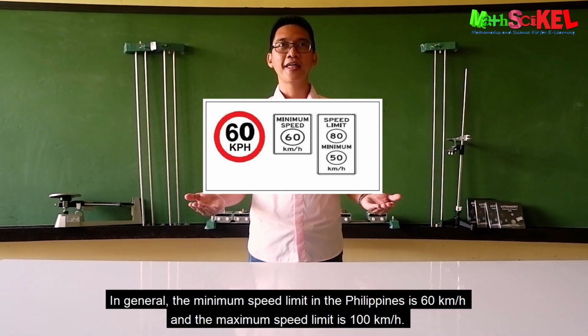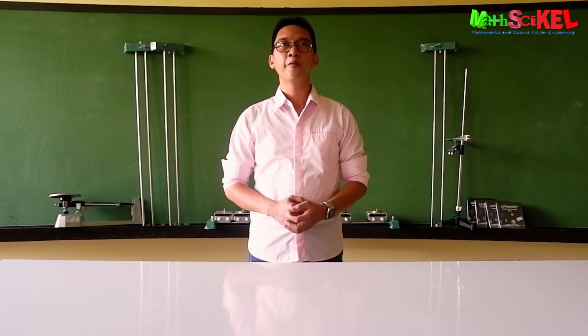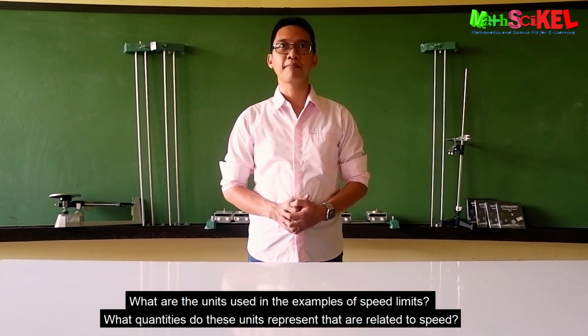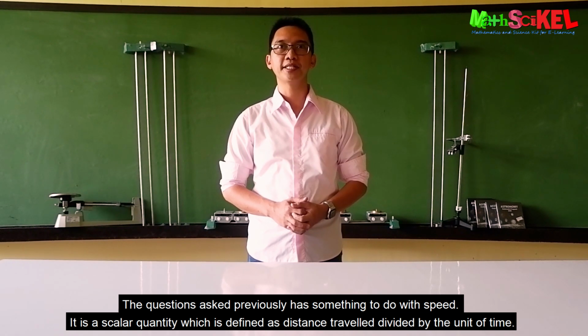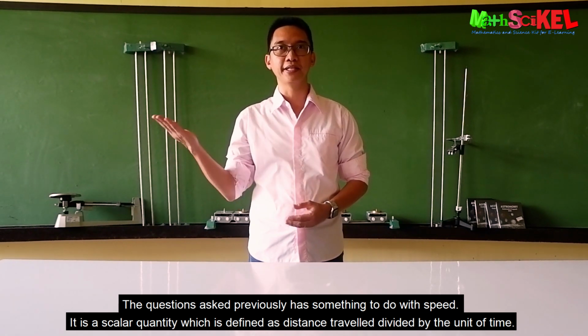In general, the minimum speed limit in the Philippines is 60 kilometers per hour, and the maximum speed limit is 100 kilometers per hour. What are the units used in the examples of speed limits? What quantities do these units represent that are related to speed? The questions asked previously have something to do with speed.